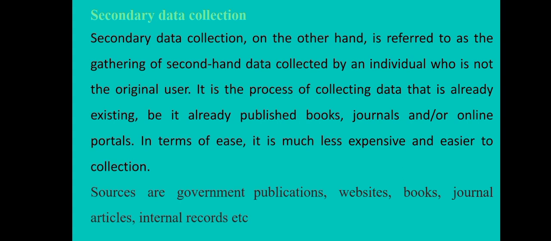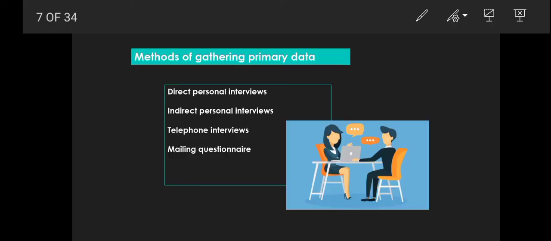I would like to give you one example. We gather data from different websites, different journals, different books, different articles. It means that we are gathering the data from the secondary source. Methods of gathering primary data.